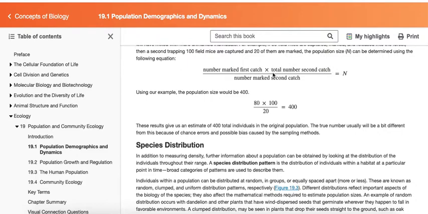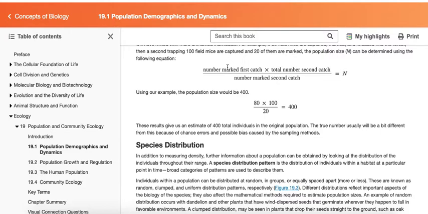And then you caught 10 the second day, then you multiply 10 times 10 on the top. That's easy, 100, right? And then you divide it by how many on the second day already had tags and you caught them a second time. So say out of the 10, say 2 had tags. So then you would do 10 times 10 is 100 divided by 2. You can estimate the population size to be about 50 in that case.